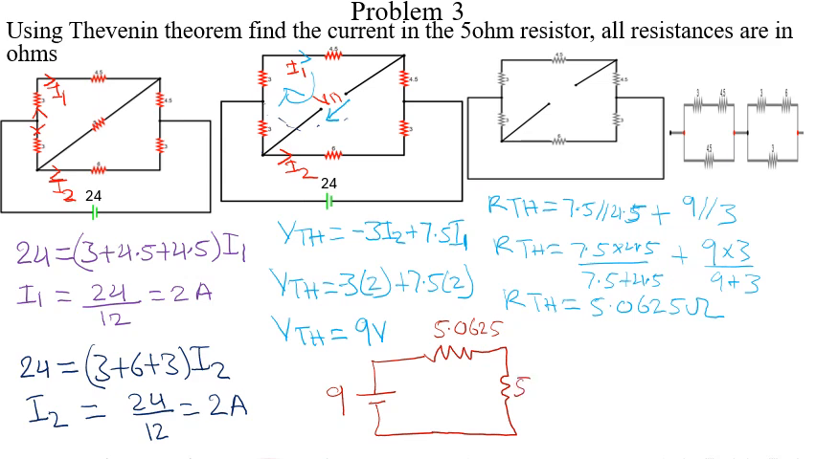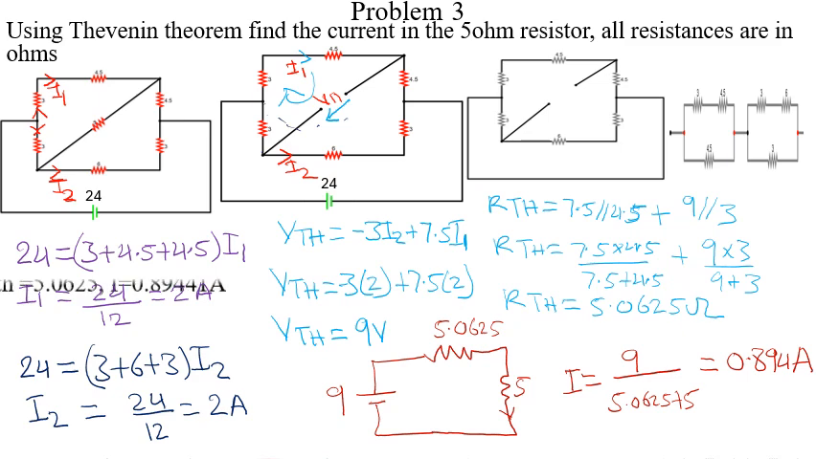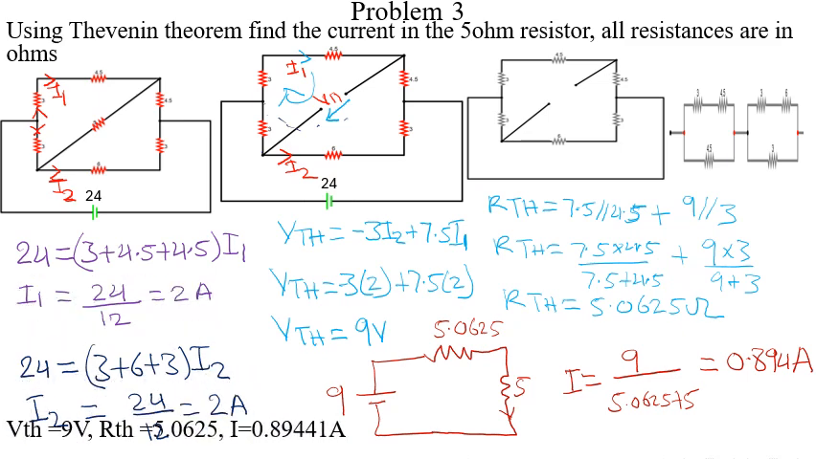So here is 5. The current through the circuit is now our I, which is our 9 volts divided by our resistors in series, 5.0625 plus 5, which is equal to 0.894 amps. So we get 0.894 amps as our final answer, and that is how we solve this question. You can take your time, pause the video and go through it. So this is our final answer here.